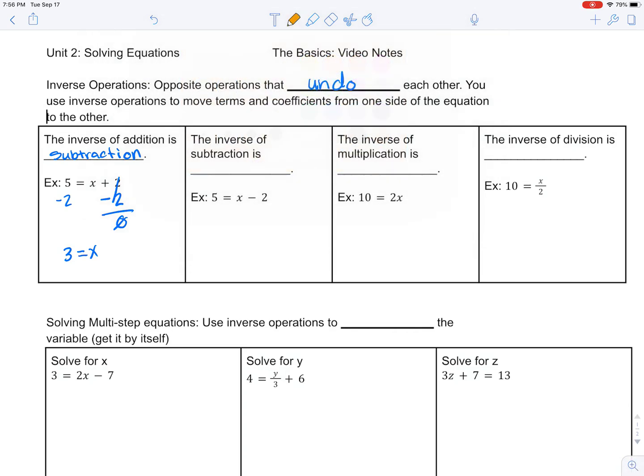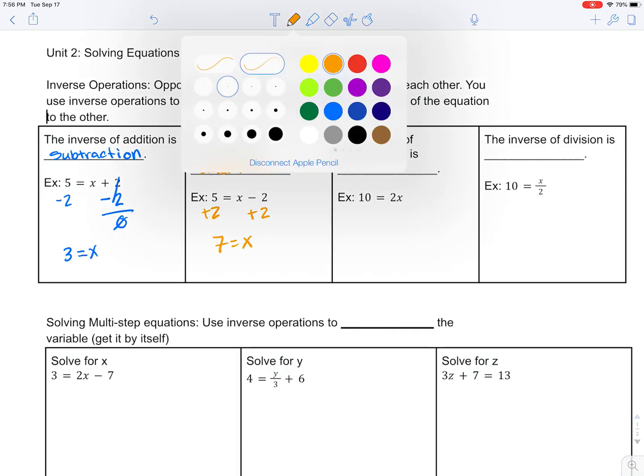Okay. Let's talk about the inverse of subtraction. That's going to be addition. Currently we're subtracting the 2, so we're going to add it. Again, if you add something to one side, you add it to the other. So we get 7 equals x. Again, you can plug that back in and check and make sure that it works.